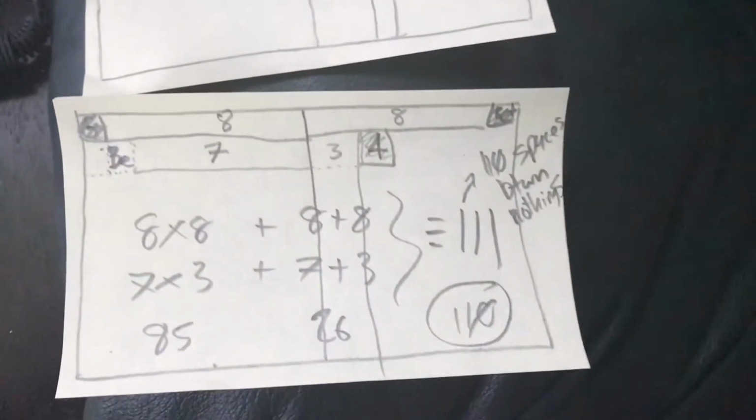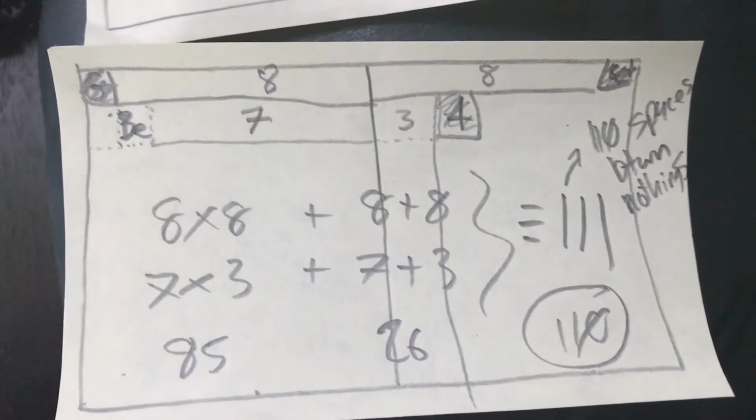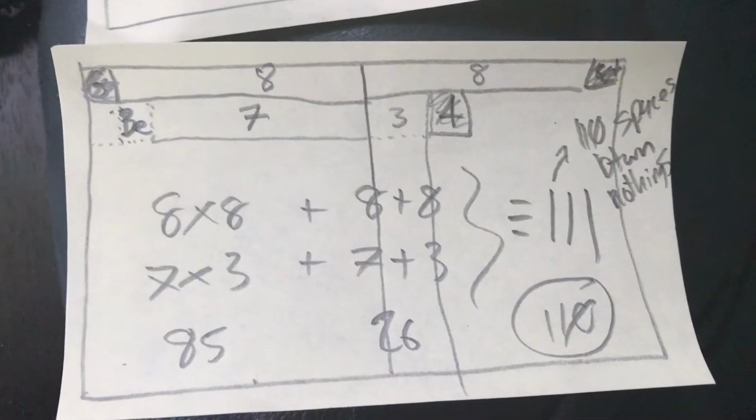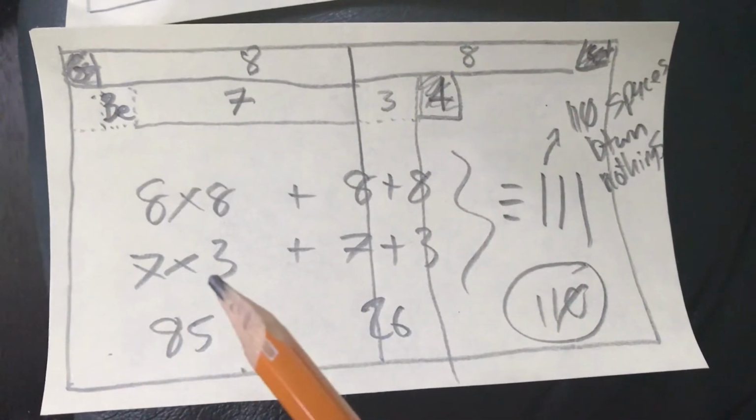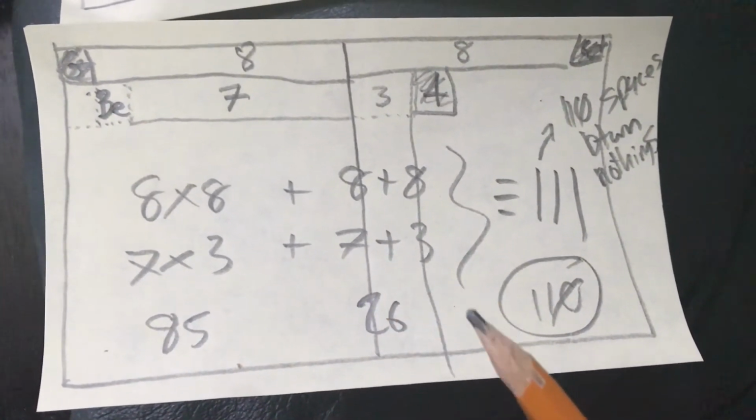So I said to myself, how do you get 110 with these numbers? And I go, okay, 8 times 8, and 8 plus 8, and 7 times 3, plus 7 plus 3.